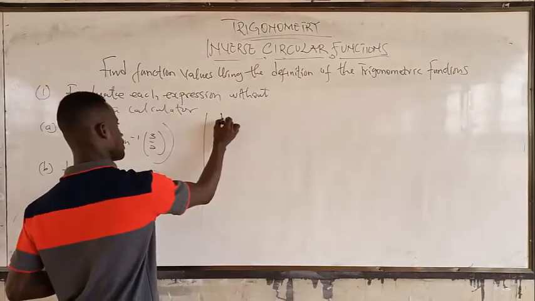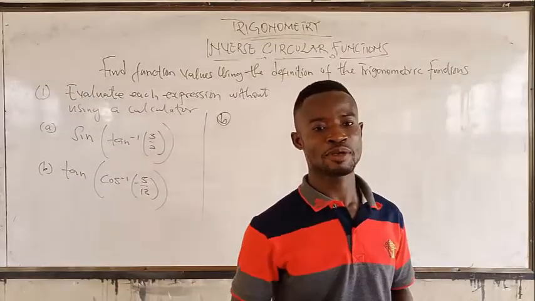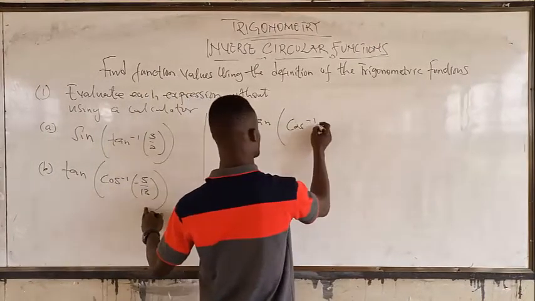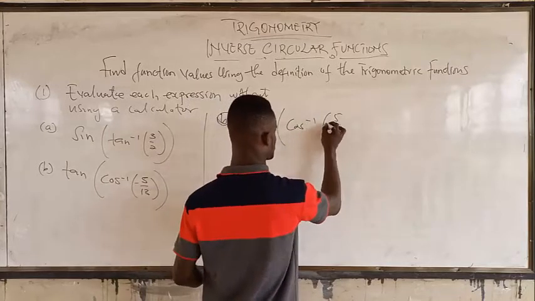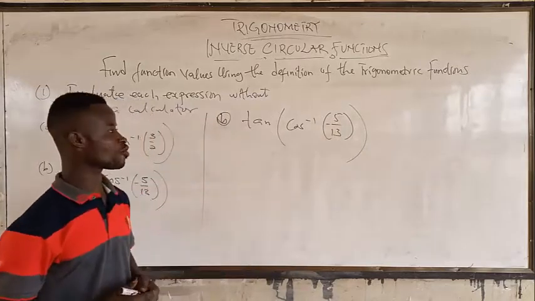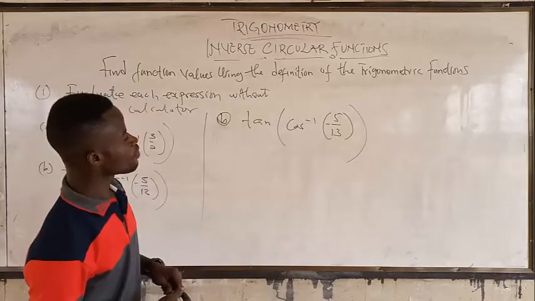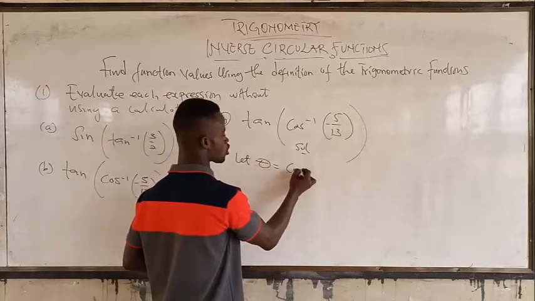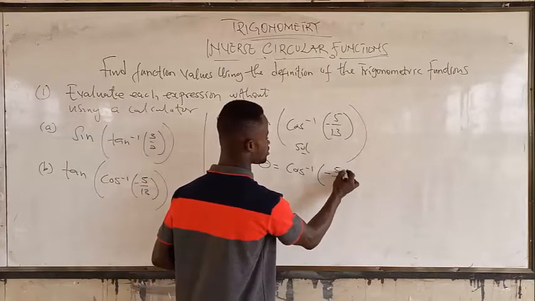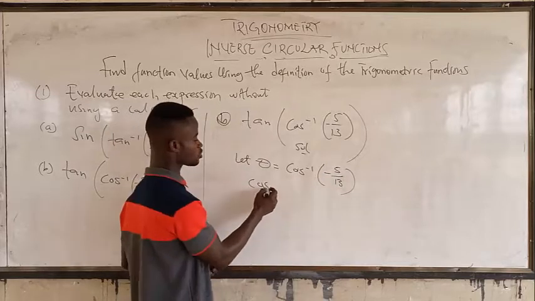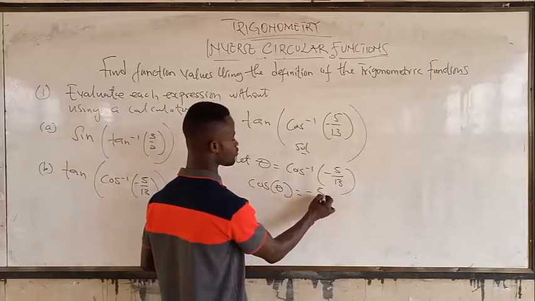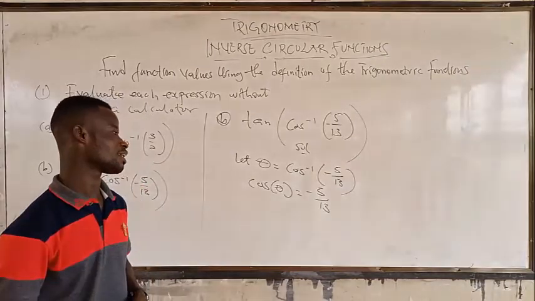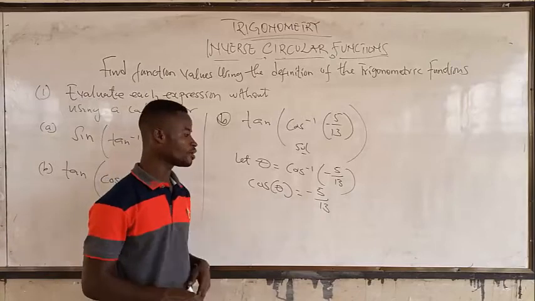Alright, so let's look at part B. Now the B part is cos inverse of negative 5 over 13. Very good. So here we let theta be equal to cos inverse of negative 5 over 13. Then we take cos on both sides, so we get cos theta equal to negative 5 over 13. I hope that is clear.